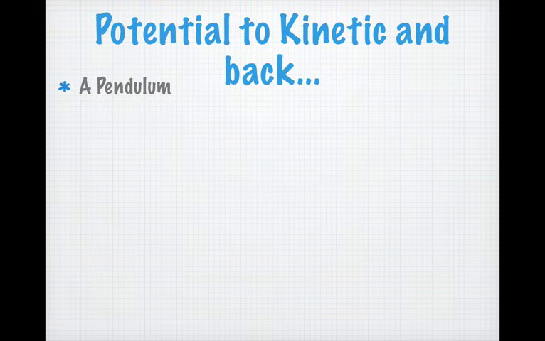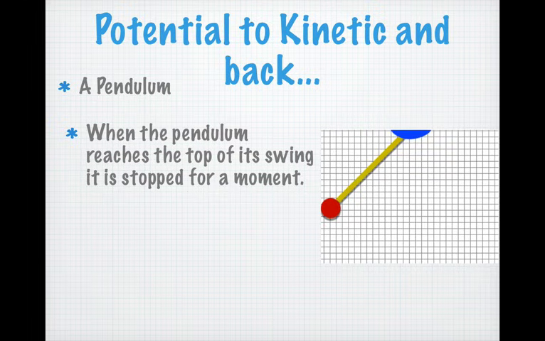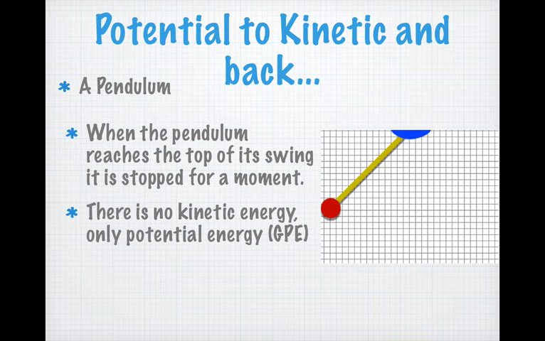So we can look at energy being transformed by using a simple model here, a pendulum, and I'm pretty sure most of you are familiar with it. You've got a clock that has that little arm that swings at the bottom. Imagine that in your mind, and when the pendulum reaches the top of its swing, it actually stops for a moment. Since it's not moving, there's no kinetic energy. All the energy there is stored potential energy, and in this case it's gravitational potential energy.